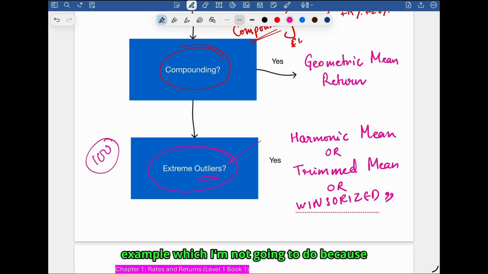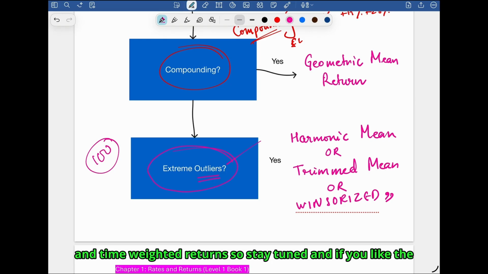And there is another example which I'm not going to do, because even if I give it, the video is going to be very long, and it's very simple. You're given some data set and asked to calculate arithmetic mean and also geometric mean, which you are already well equipped with. In the next video, we are going to talk about money weighted and time weighted returns.